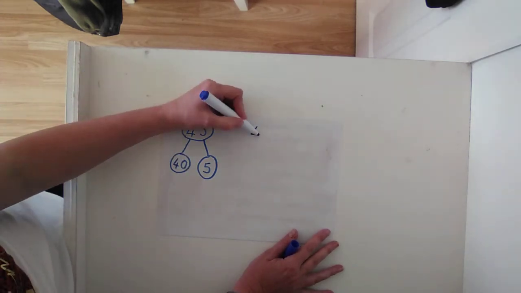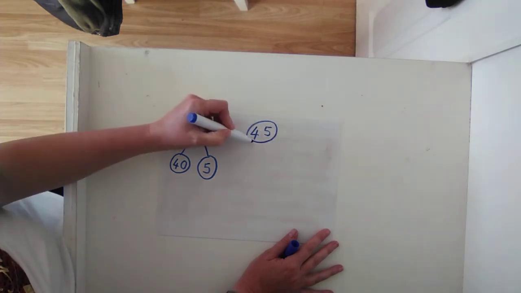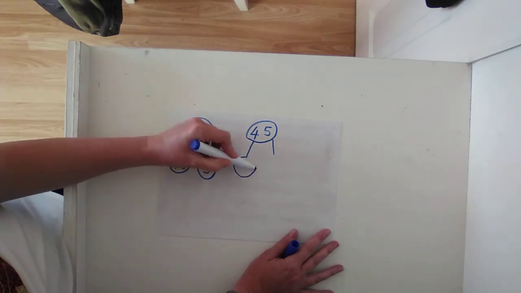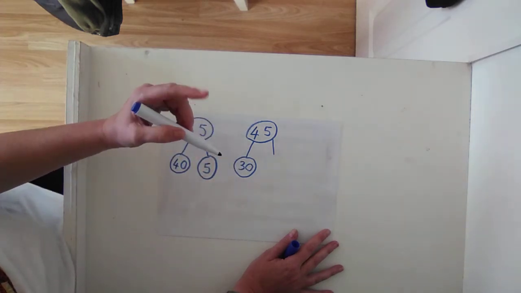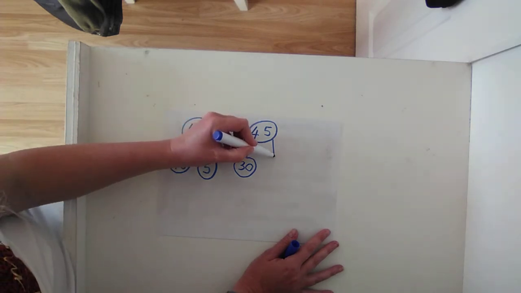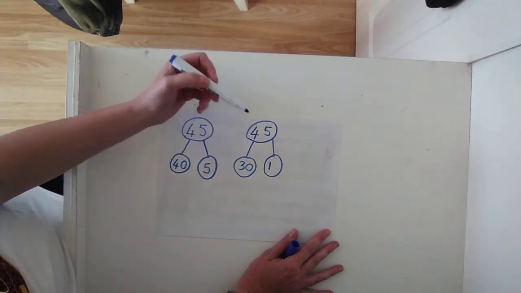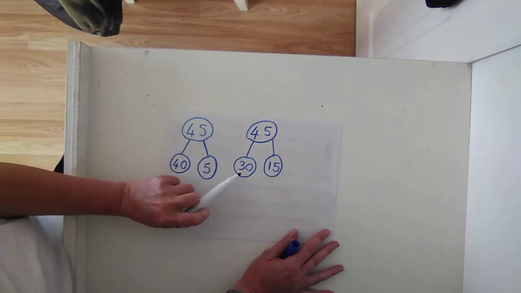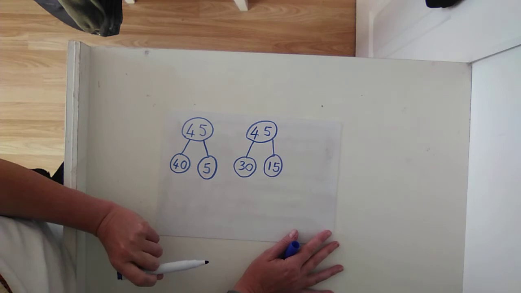So keeping the same number 45, another way of partitioning it would be to say, I'm going to partition this side into 30, so 3 tens, but it's 4 tens, remember, so I've still got 1 ten spare, which means I would have to put that 1 ten over here, and I've still got my 5 ones. So another way of partitioning it would be to say 30 and 15 makes 45.